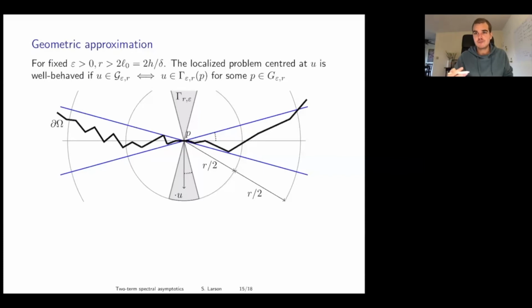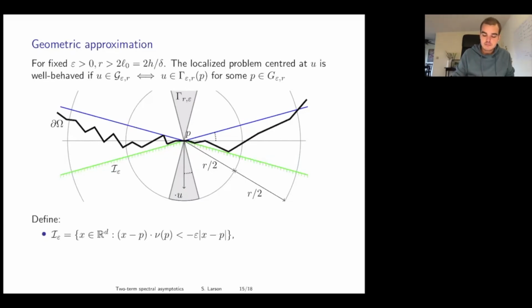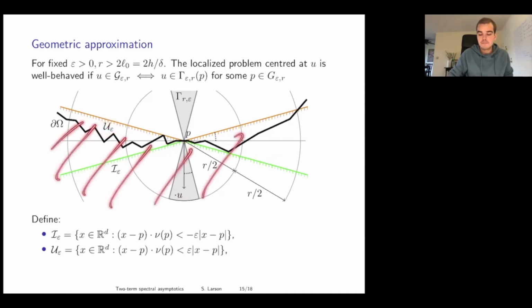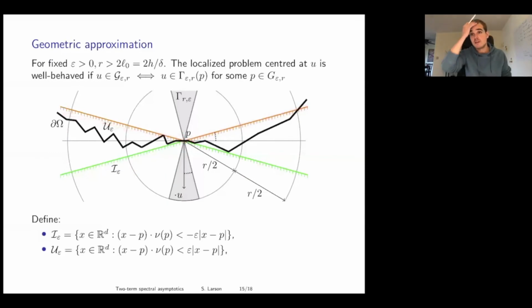Well, there will be three additional geometric structures that I need to do that. The first is an inner approximation, and that is defined by taking the one-sided circular cone that lies below these two lines here, call that I epsilon. So that now depends on U through the point P and epsilon and R and all of these things. Similarly, we do an outer approximation, U epsilon R, which is everything that lies below this set here. So that's the complement of the outwards one-sided cone here.